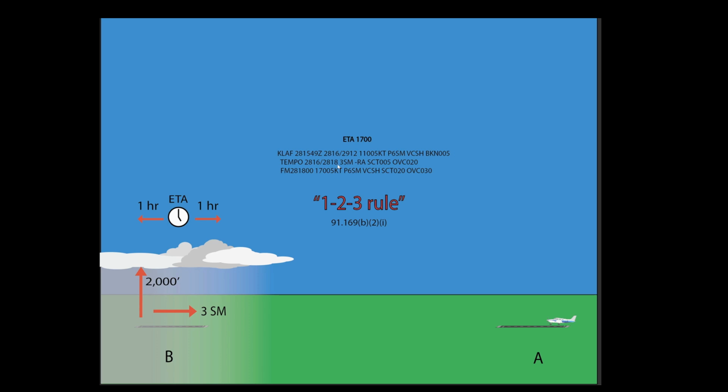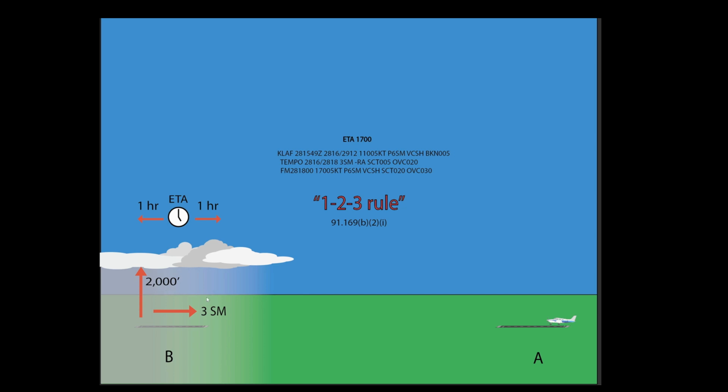And during that time, we're showing 3 miles visibility in light rain, scattered at 500, not a ceiling though, and overcast at 2,000 feet. That is a ceiling. Well, so does that work? Well, the 1, 2, 3 rule says we need to have at least a 2,000 foot ceiling and 3 miles visibility during the time period. Otherwise, we need an alternate.